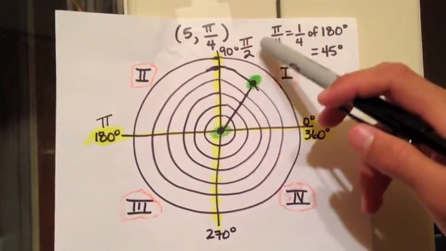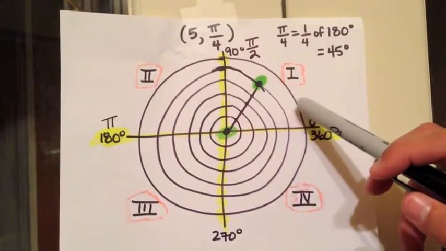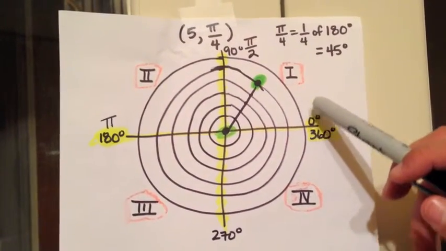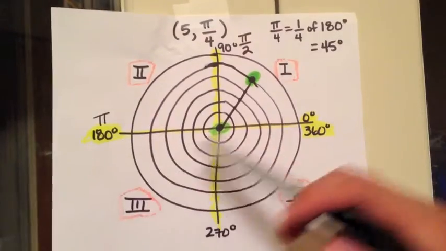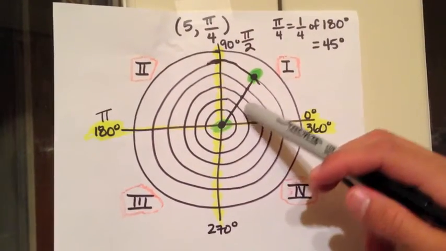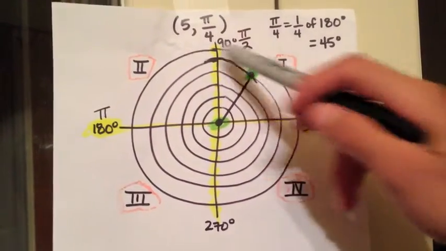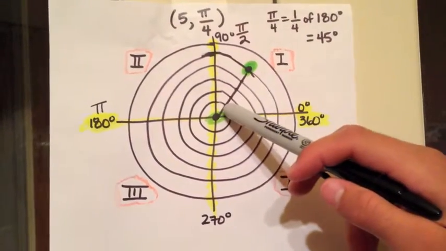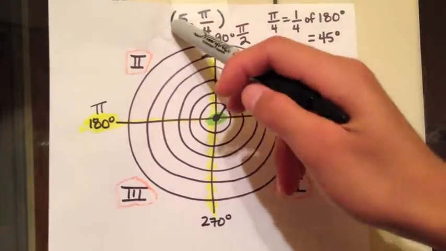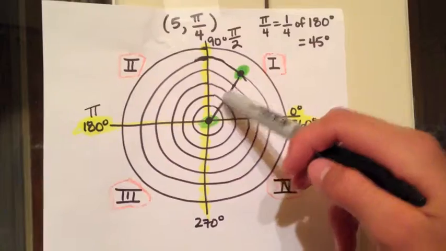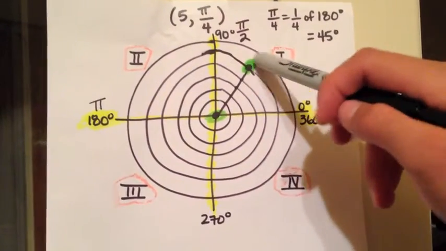So pi over 4 is equal to 1/4 of 0 to 180. That would be halfway between 0 and 90 degrees. So you'd put it right here. Since that's 5, you count 1, 2, 3, 4, 5, and then that would be your point.